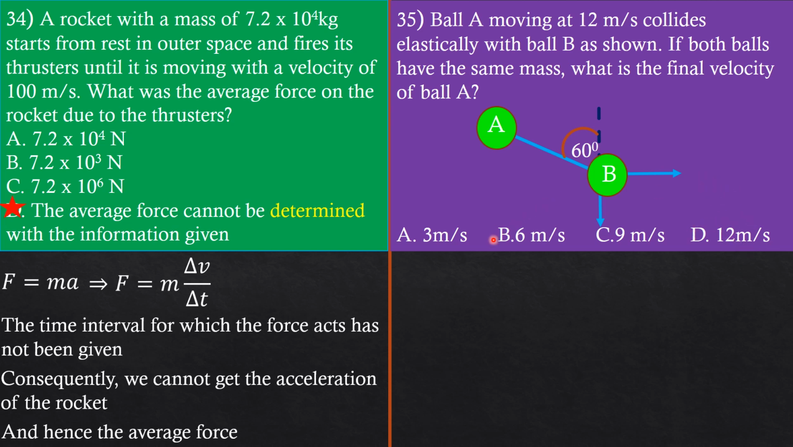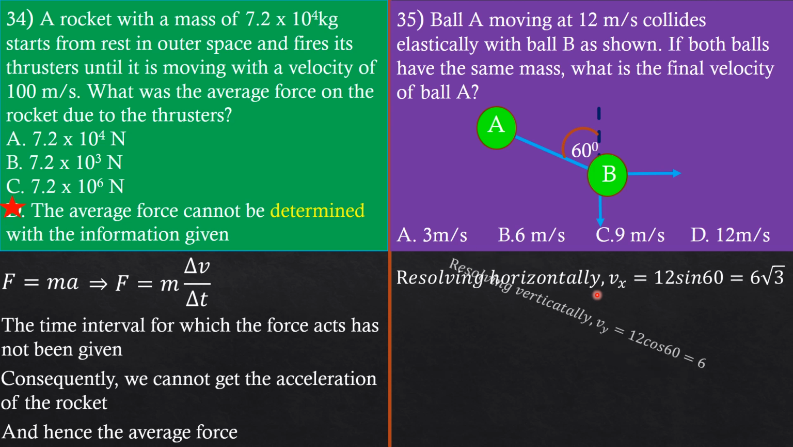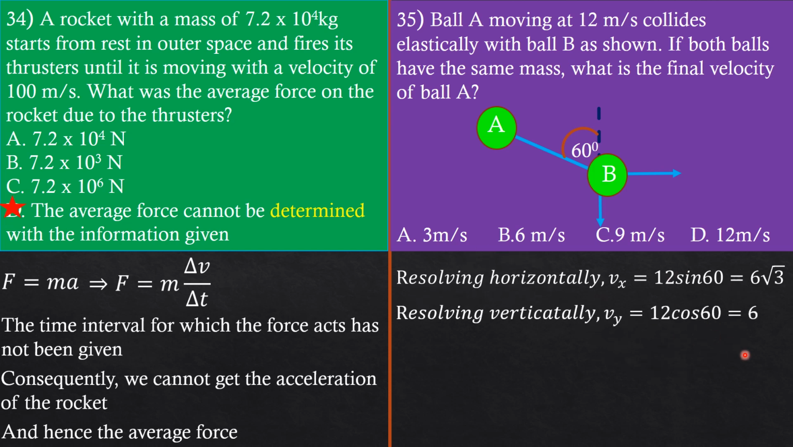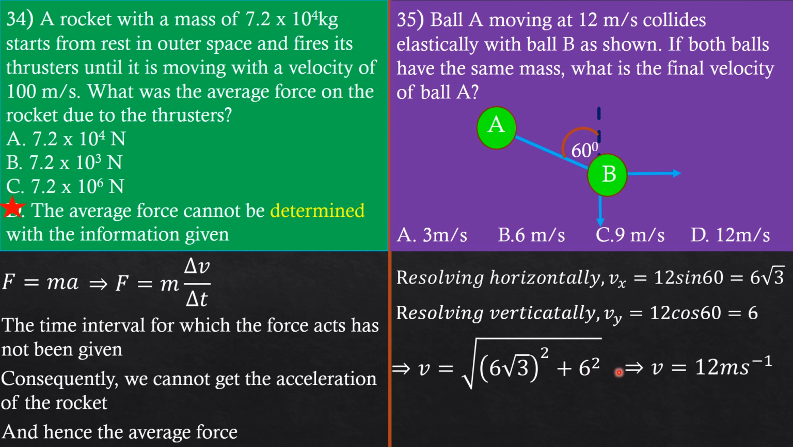Let's try to resolve the velocity of ball A horizontally. We are going to have 12 sine 60, which is 6 root 3. Resolving it vertically, we are going to have 12 cos 60, which is 6. Now, the velocity V after collision, since they both have the same mass, is going to be V equal to the square root of the sum of squares of these components. We simplify, and we are going to have an answer of 12 meters per second. Great. So option D is the best option for this question.